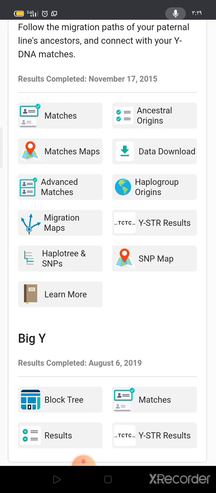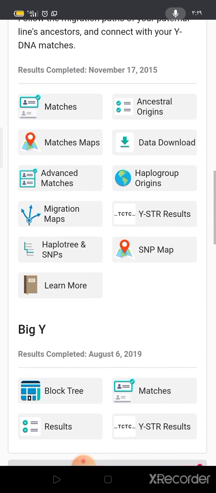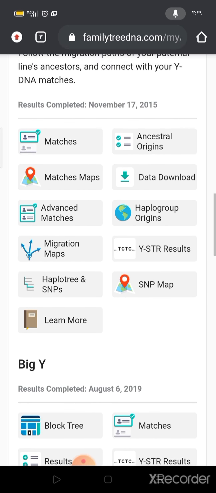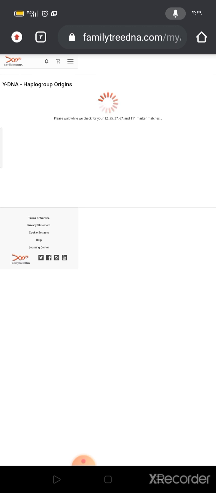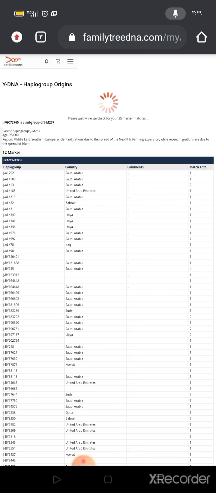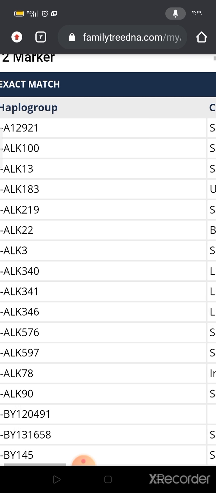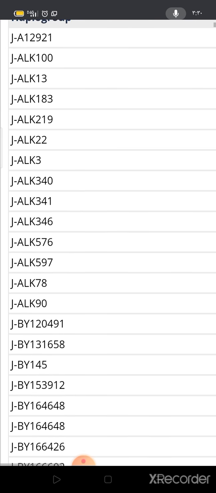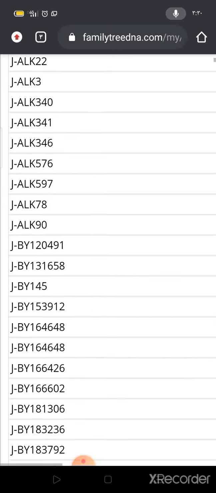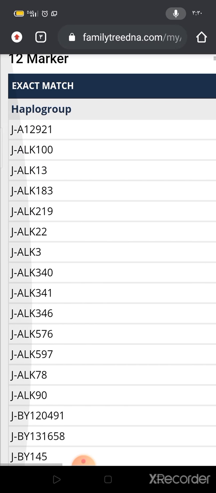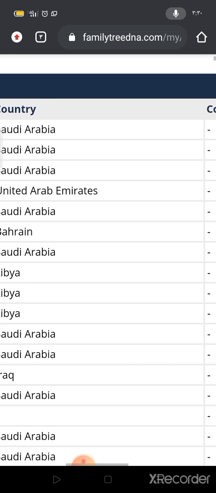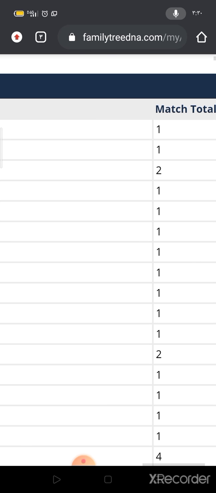Okay. Haplogroup origin. What will we check in haplogroup origin? So what is the information here? Okay, this is amazing here.